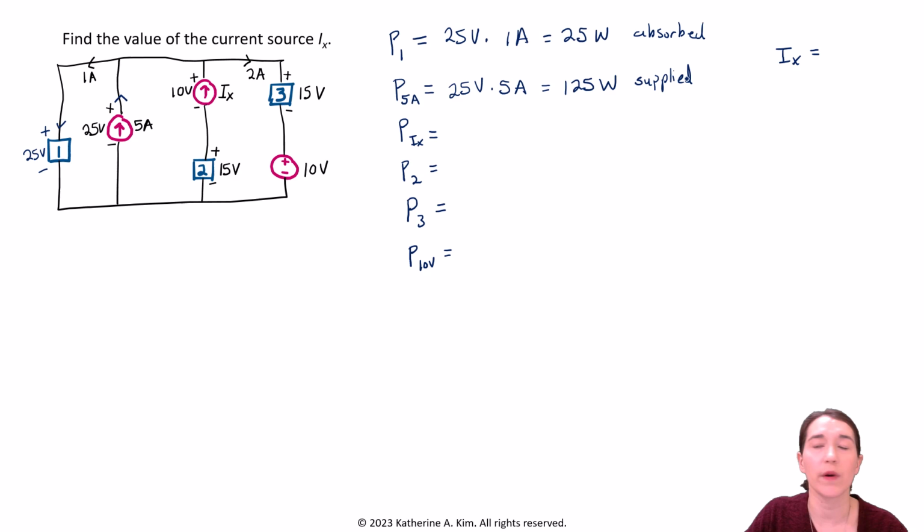So here we have PIX. Okay, well this was our kind of weird one, but let's see what we can do. We already have 10 volts here, but we don't know the current. So we're going to keep that as a variable. So it's going to be 10 volts times Ix. We don't know the exact value yet, but we can see that current is coming out of the positive. So we're going to call that supplied.